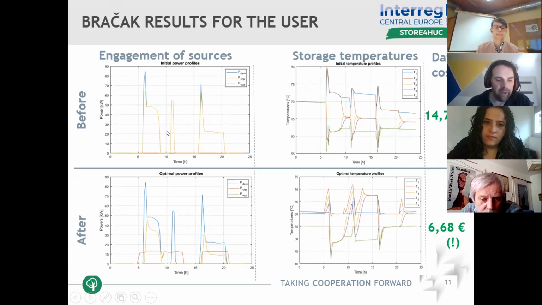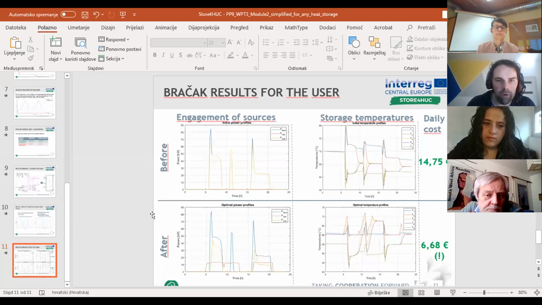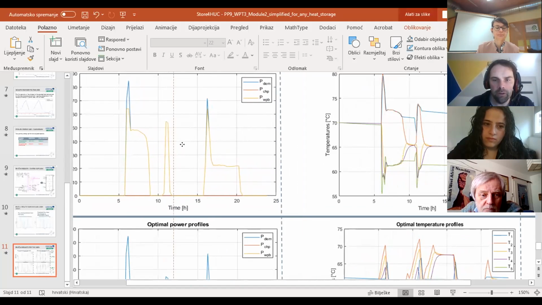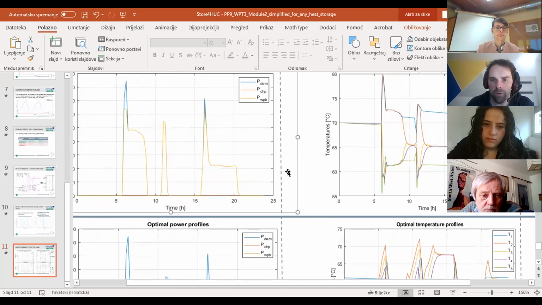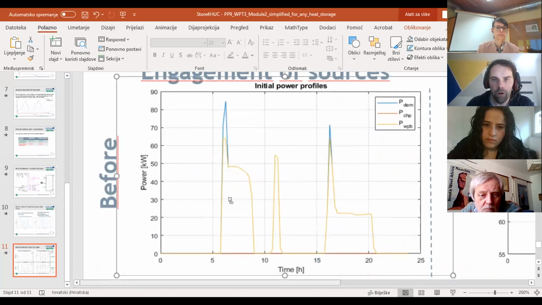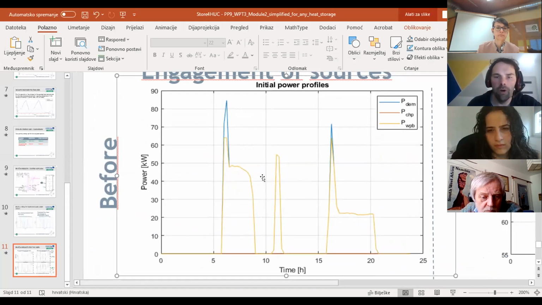And I can enlarge it. Sorry, I will enlarge it such that you see better. Okay, not to move the figure, just to give you more the idea from what we started.